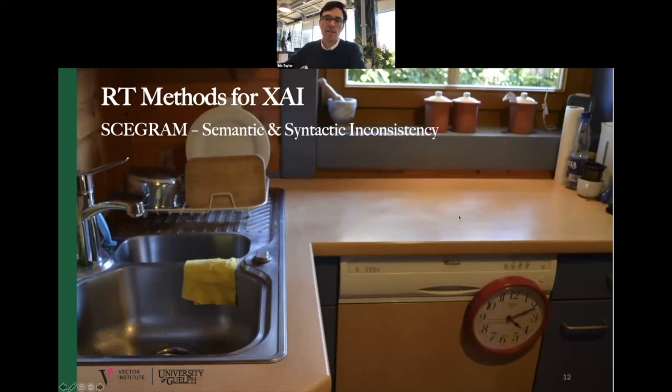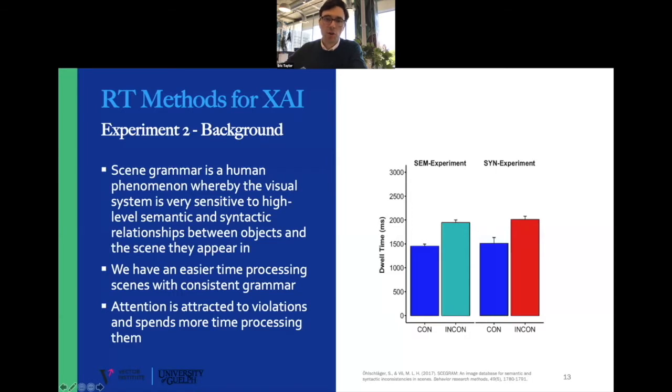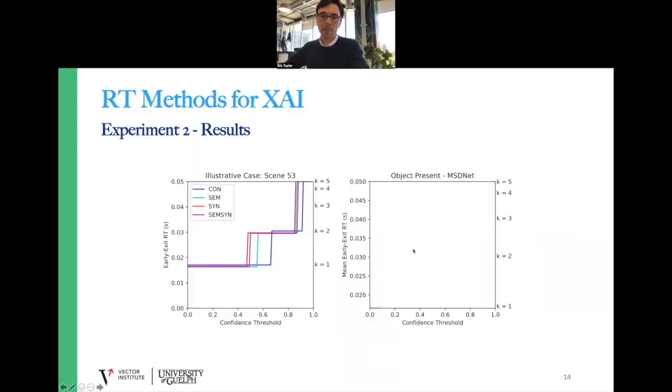CGRAM also contains scenes with semantic and syntactic inconsistencies, so we can see whether there are dissociable or interactive effects of both violation types. This is some human data just to show that this effect occurs in humans, and dwell time is a measure of how long we spend foveating on a certain part of a scene. What we can see is that people attend to semantic and syntactic inconsistencies in CGRAM much longer than the consistent scenes.